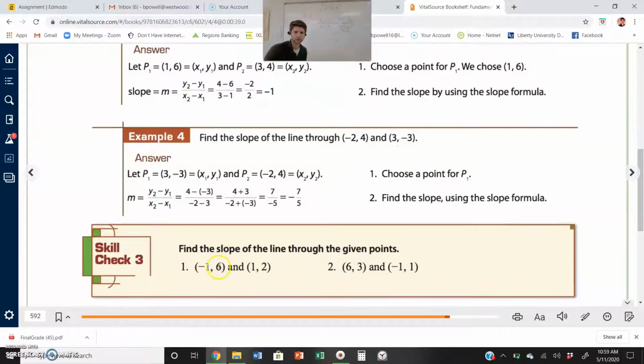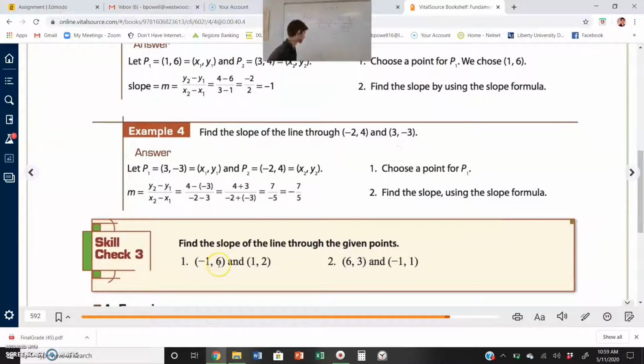Let's do skill check 3. I'm going to do the work on the board so that you can follow along with me. But pause and try and do it on your own. Negative 1, 6 and 1, 2. I'm going to say this is point 1, this is point 2.